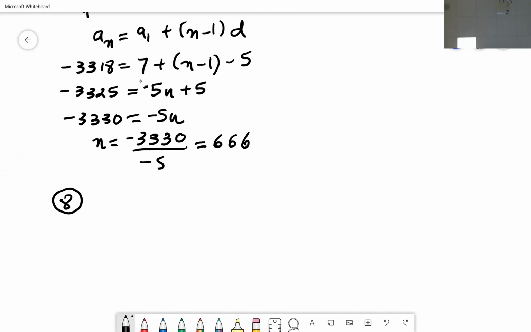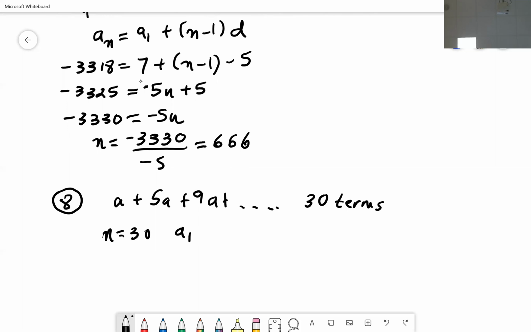I should be done very soon. So number 8 says, we have this series here. So far, this is the series, and it's going to keep on adding for 30 terms. And it says, find the sum. So we know n is equal to 30 here.